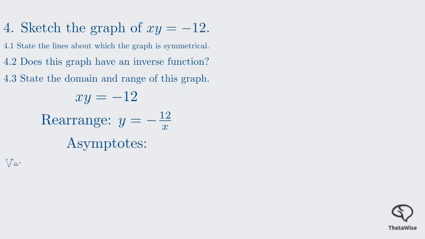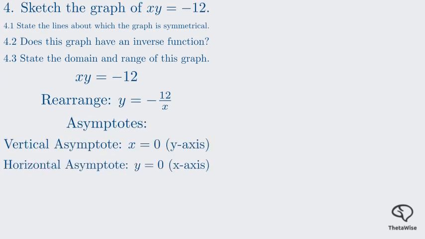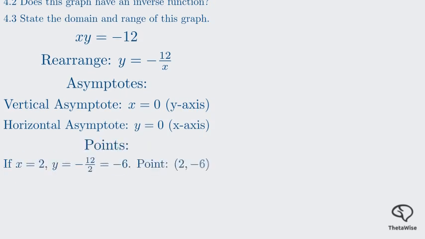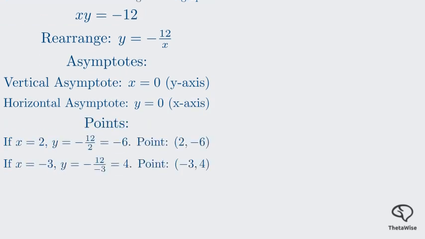So we have a vertical asymptote at x equals 0, the y-axis, and a horizontal asymptote at y equals 0, the x-axis. Because our constant k is -12, we know the branches of the hyperbola will be in the second and fourth quadrants. Let's find a couple of points to help us sketch. Let's choose a few x values. If x equals 2, y is -12 over 2, which is -6.